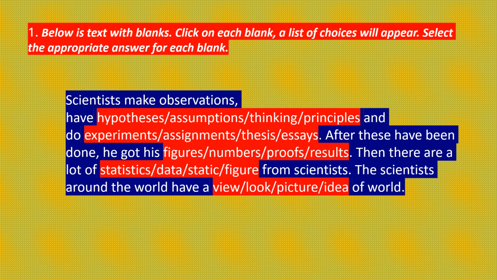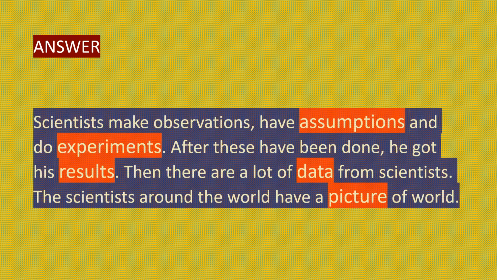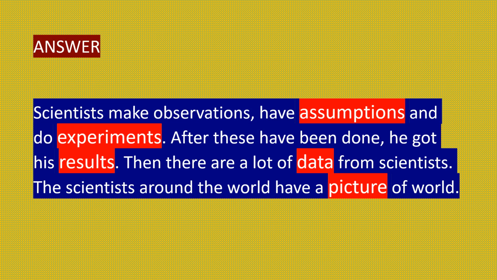All right, let's take a look at the answers now. Scientists make observations, have assumptions, and do experiments. After these have been done, he got his results. Then there are a lot of data from scientists. The scientists around the world have a picture of the world.